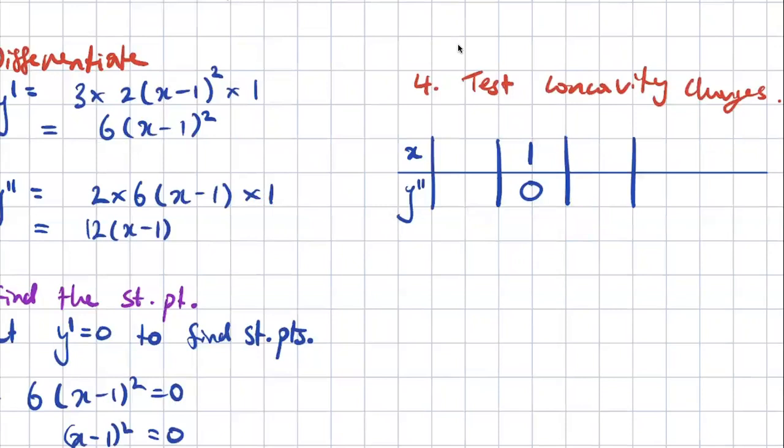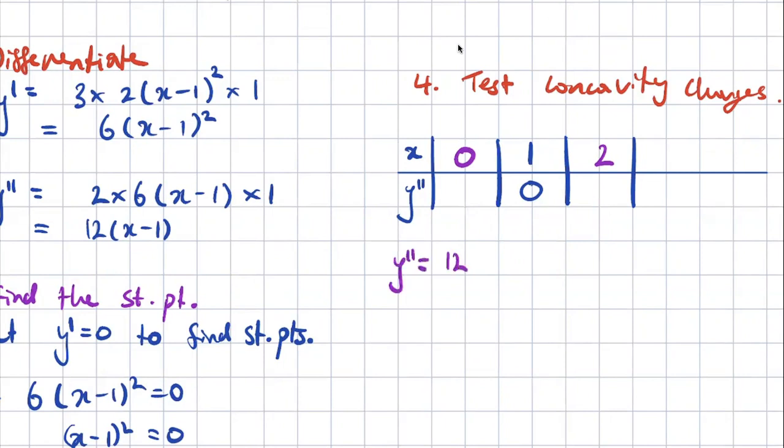So I'm going to pick points that are really close to 1. I'm going to pick the point of 0 and the point of 2. It doesn't really matter what points you pick as long as they're close to the point of inflection and they do not go over other stationary points or other points of inflection. If we want to check the value of 0, I'll do this in purple so you can see my working out.